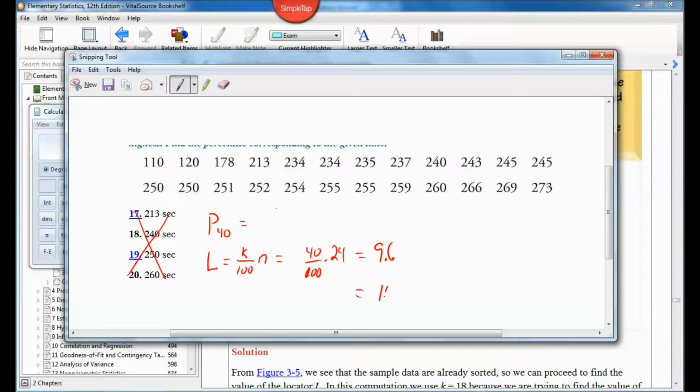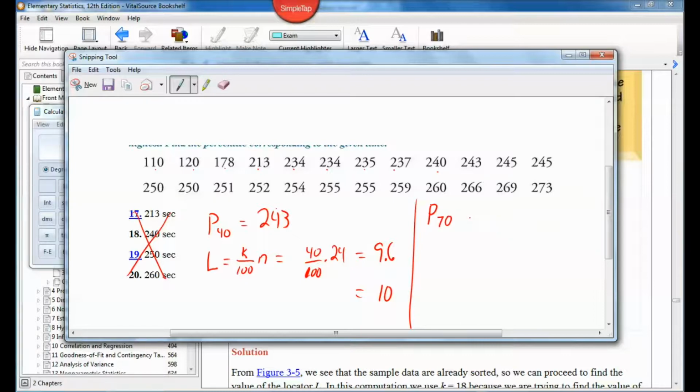So we want to look at the 10th term in the data set. So 1, 2, 3, 4, 5, 6, 7, 8, 9, 10. So the 40th percentile is 243. Okay. Let's do another. Let's find the 70th percentile.